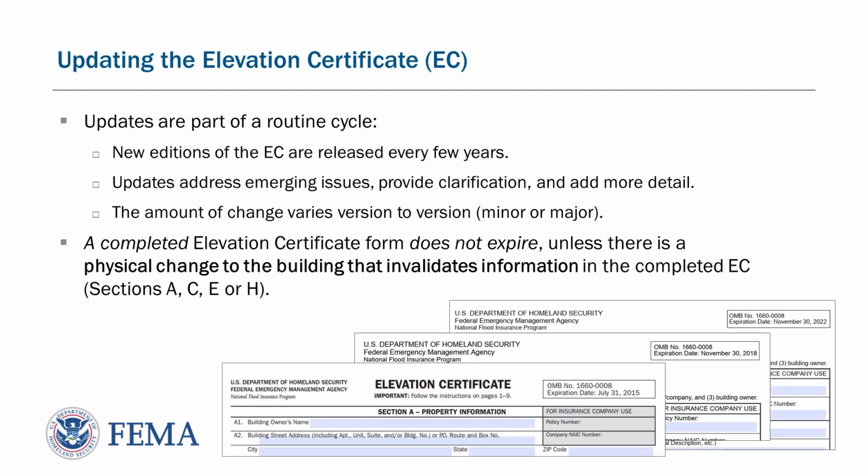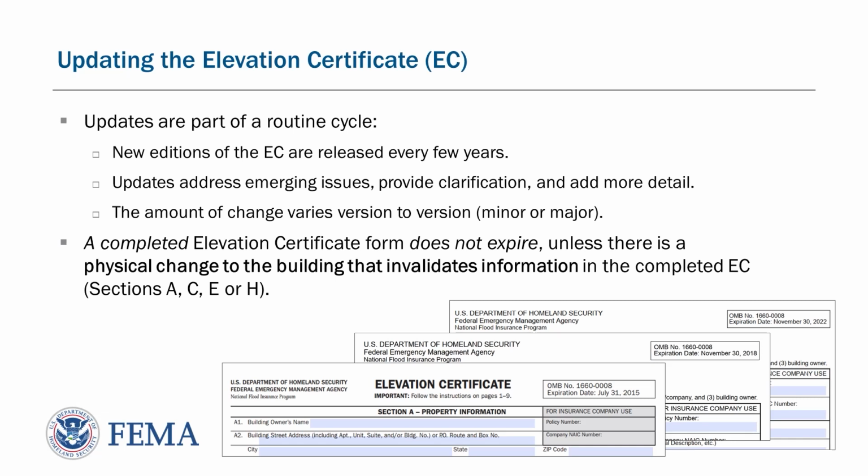The elevation certificate form is usually updated about every 3 years or so, and with each update we address emerging issues and provide clarification. While the blank form itself expires, once an elevation certificate is completed and certified for a building, it does not expire. It can be used for floodplain management and for insurance rating decisions indefinitely, as long as the building and its adjacent grade have not been altered in such a way that it would modify any information that's been certified, specifically measurements and elevations in sections A, C, E, and the new section H.